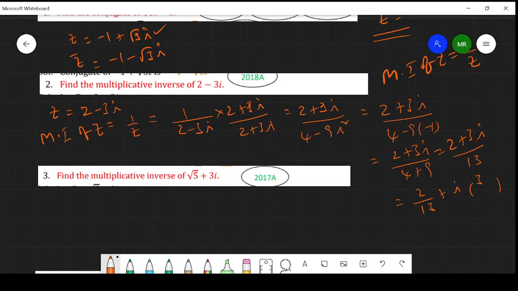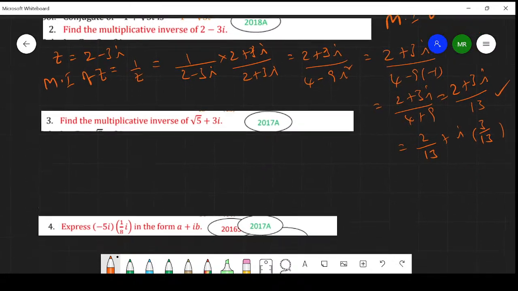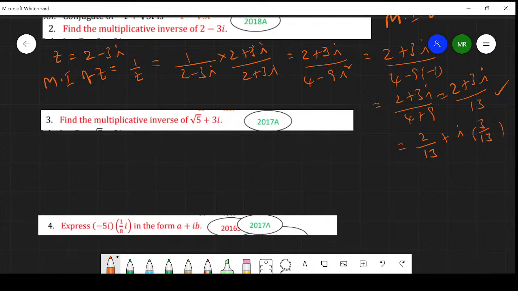If you want you can write this. Even if you stop here also no problem. So this is your multiplicative inverse of the given number 2 minus 3i. The model is important. Now the next one, third one, same question they are asking, but the model is same. Find the multiplicative inverse of root 5 plus 3i.